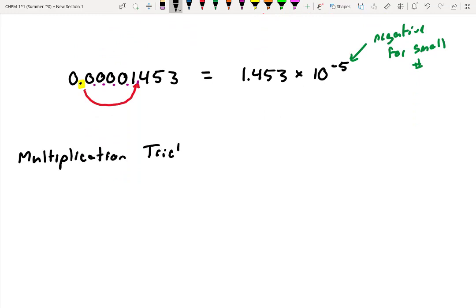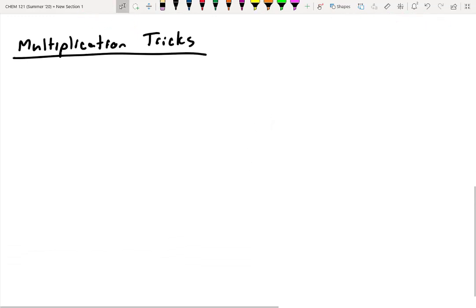And this is handy, especially if you don't have a calculator. In fact, I encourage students to try to do as much math as possible without their calculator, because I've noticed when students over-rely on their calculator, they tend to make kind of silly calculator mistakes. So let's say we've got this scientific notation value.